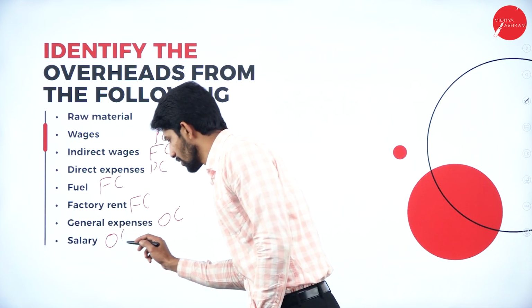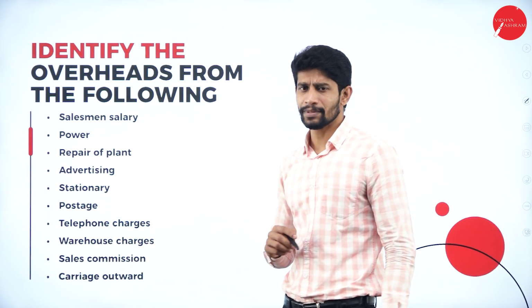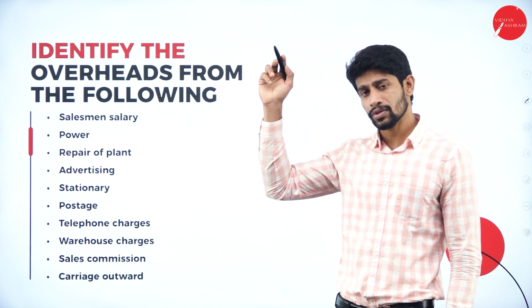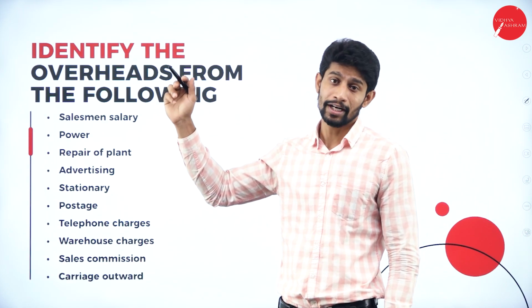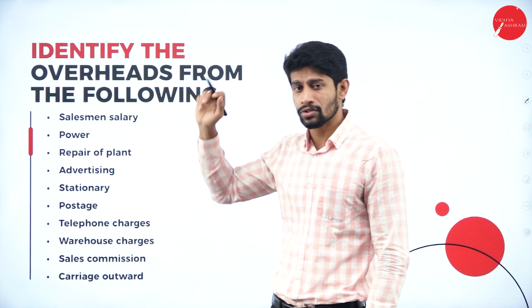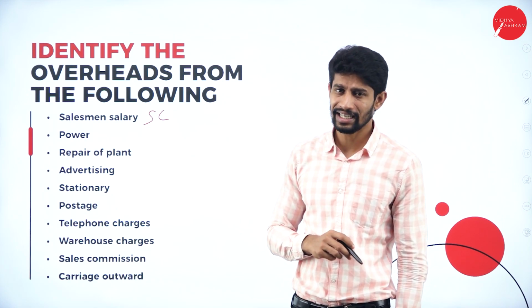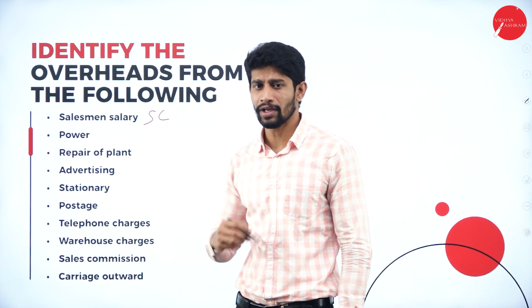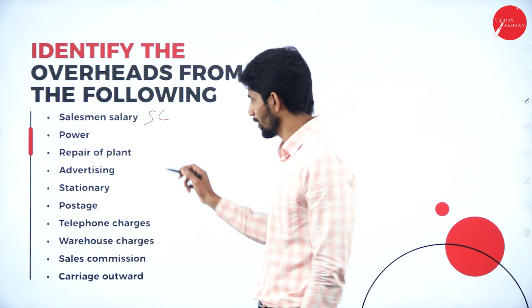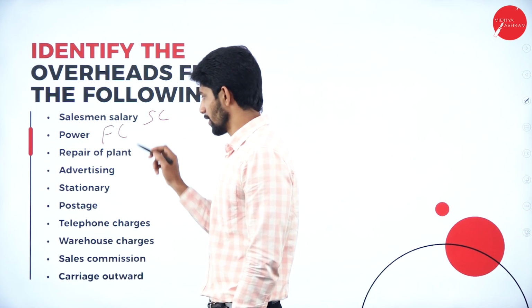So office cost. Next, salesman salary. Who is called salesman? The person who sells the final product, the finished product. So selling and distribution. So salesman salary belongs to selling cost. Next, power. Where are we going to use more power? Obviously in the factory. So power belongs to factory cost.